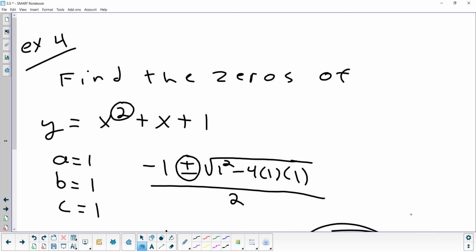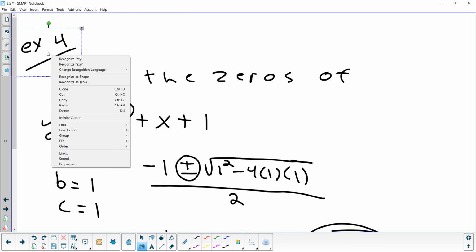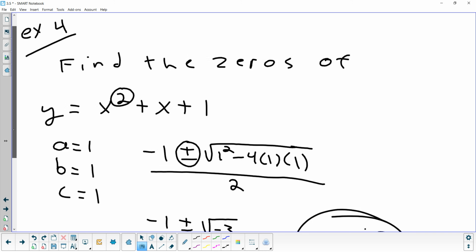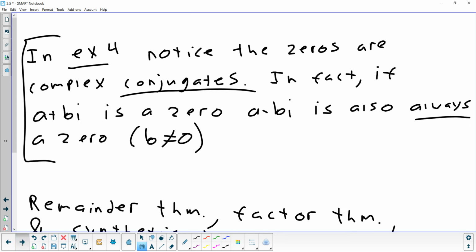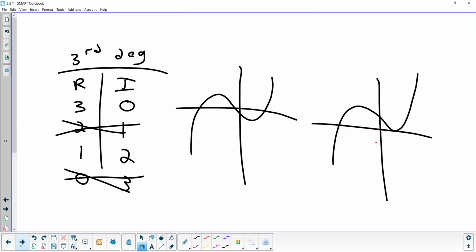So that quotient that we just ended up with, we've already solved that problem in Example 4. So I'm not going to go back and do it again, but the other two answers that you get are -1/2 plus or minus √3/2 i. So we'll go back here.